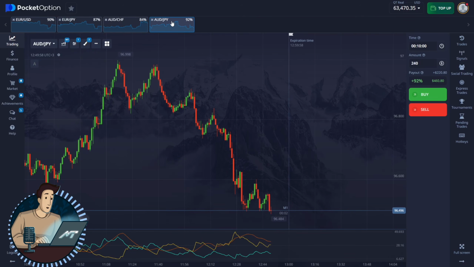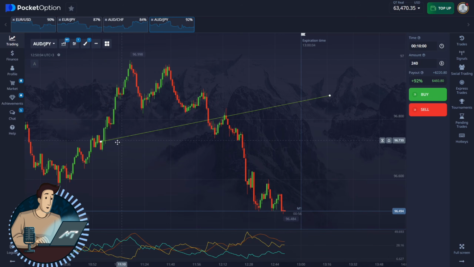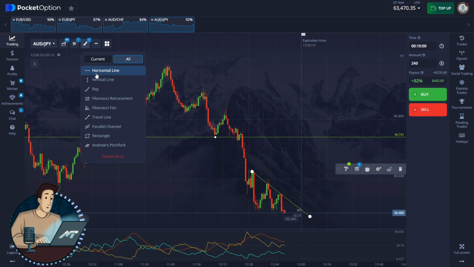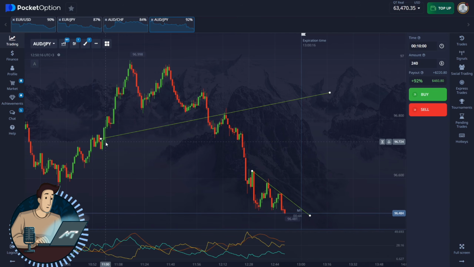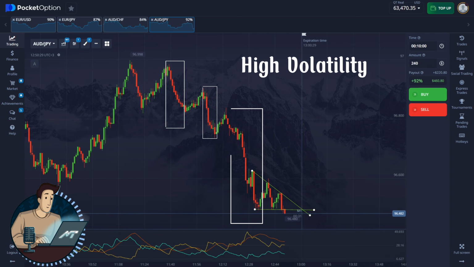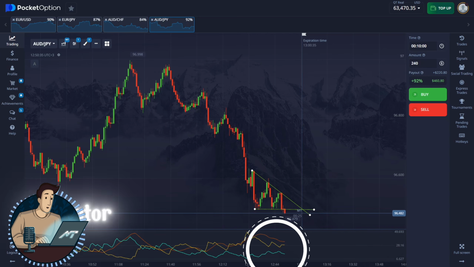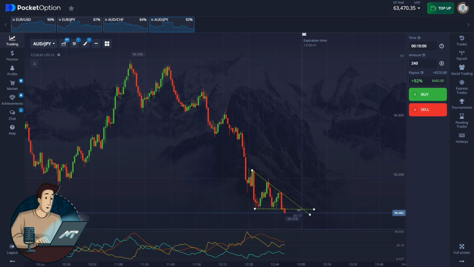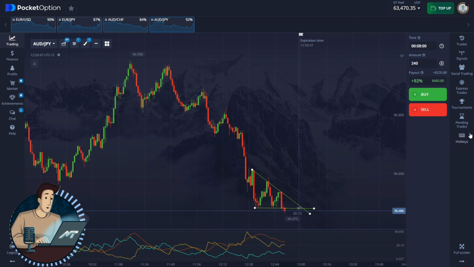So, I personally use this strategy almost every day because the market conditions for it occur very frequently. For this strategy, we'll need a chart with a clear trend, high volatility, and an indicator that shows trend strength, for example, ADX. Now, let me quickly explain the concept before we go into detailed examples.